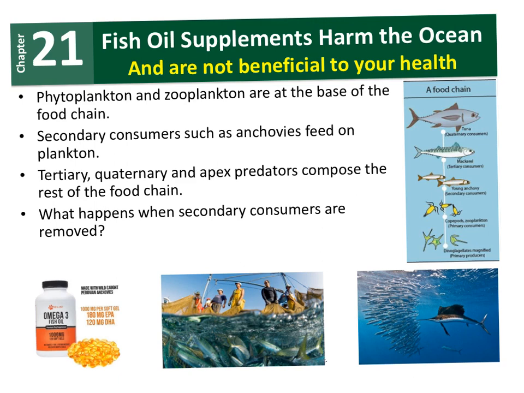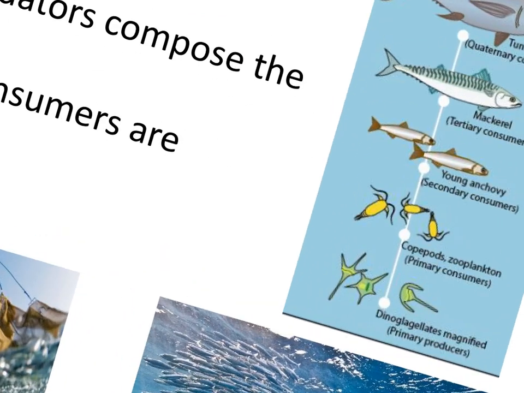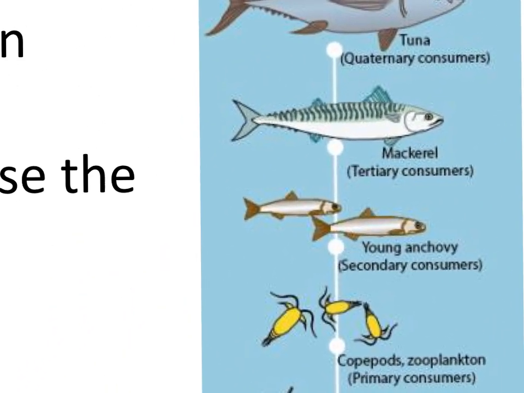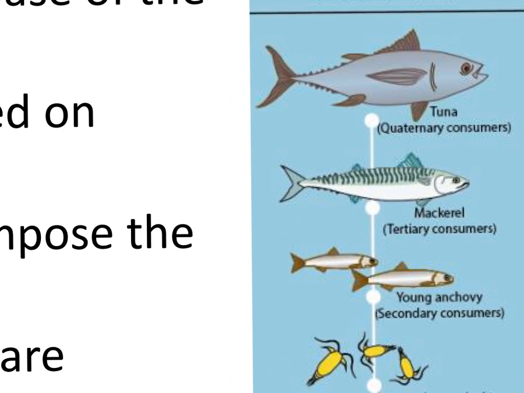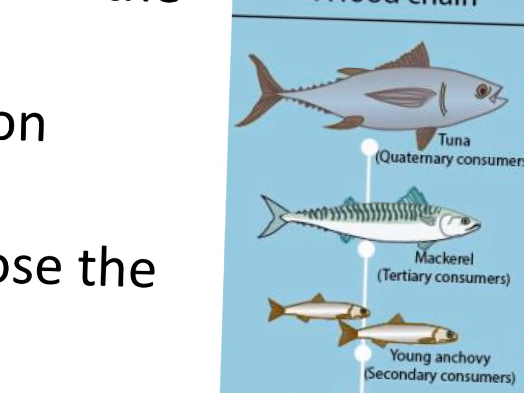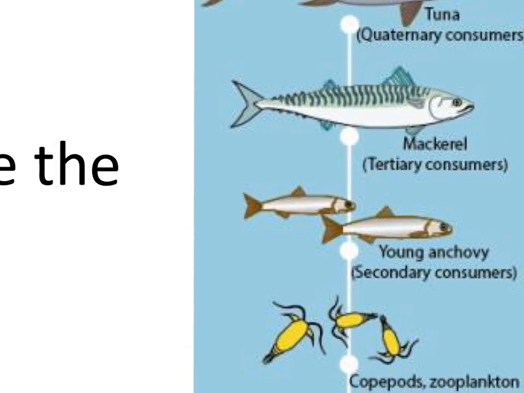Those fish eat a bunch of other smaller fish or crustaceans or shrimp or zooplankton or phytoplankton. And then above them, you've got fish like mackerel. That's another trophic level higher. And above that, you've got tuna that eat the mackerel, and so on.